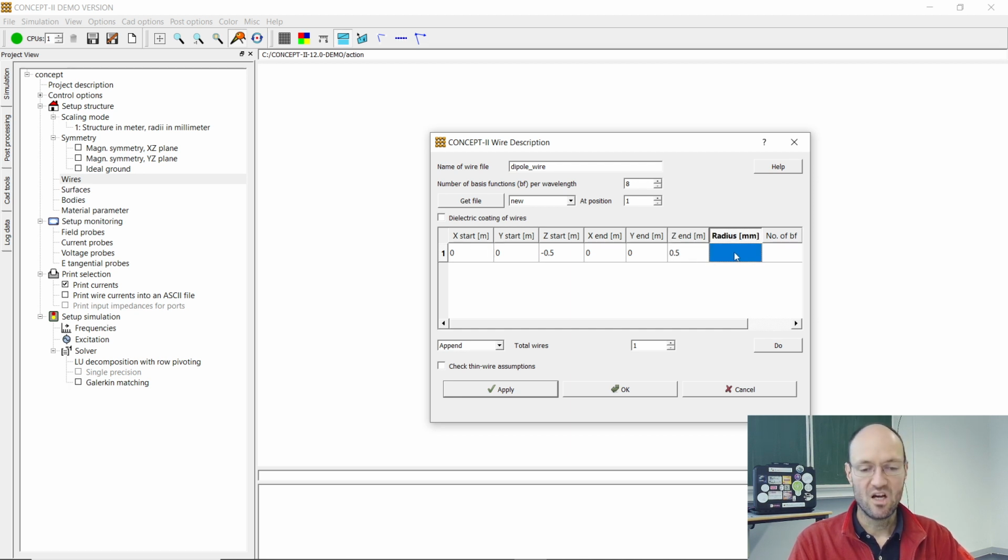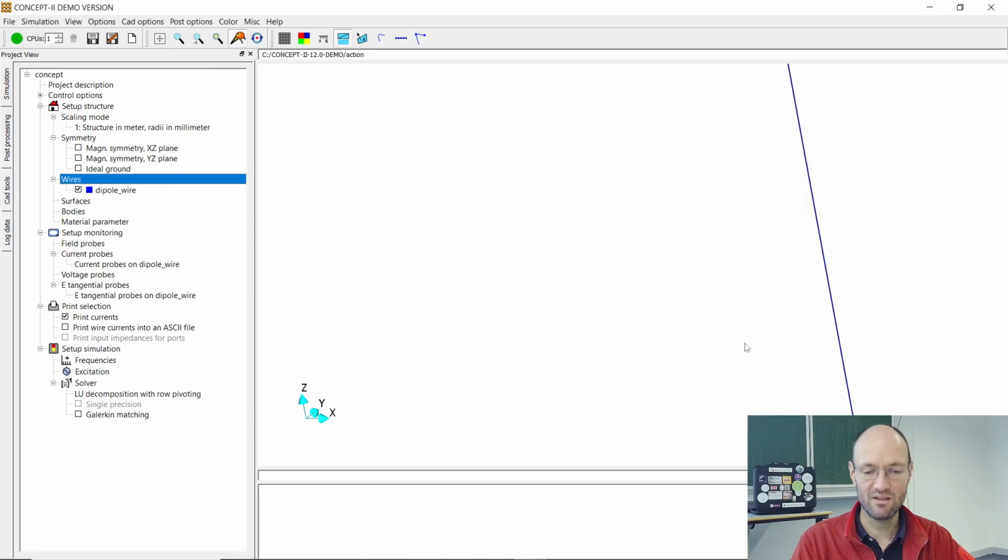Okay, then we need to select the radius. We have not cared about the radius of our wire yet. What would be a lucky guess, maybe? One millimeter, maybe. Okay, and here we have the number of basis functions. I think if we insert nothing, it will just use the value there, but maybe let's set it to 8. Okay, and apply. And then we get a wire.